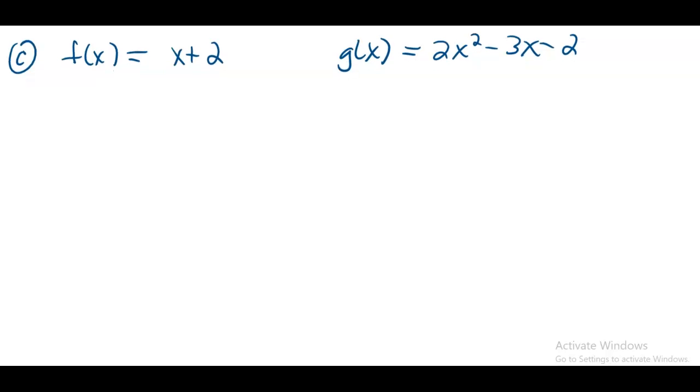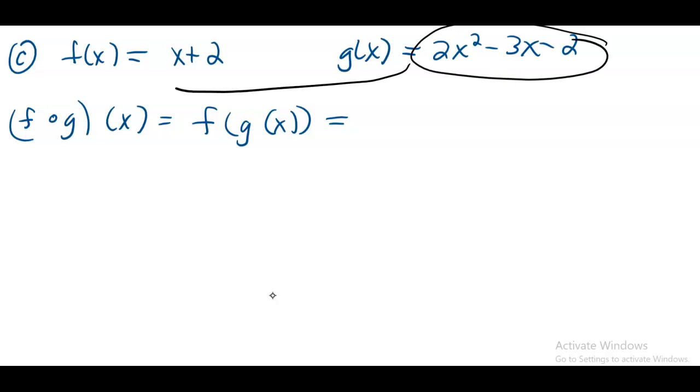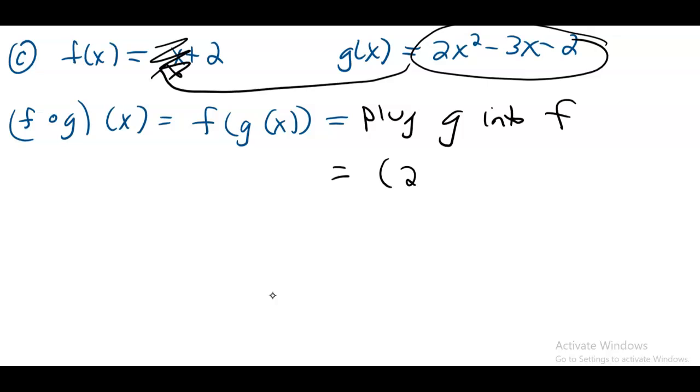All right, so let's find f of g of x. And this is saying we want to take g and plug it into f. So we are taking everything that g is. G is this whole shebang. And we are substituting it in to f in place of this x. So plug g into f. So we'll end up with 2x squared minus 3x minus 2, and we still have that plus 2 that we need to write.